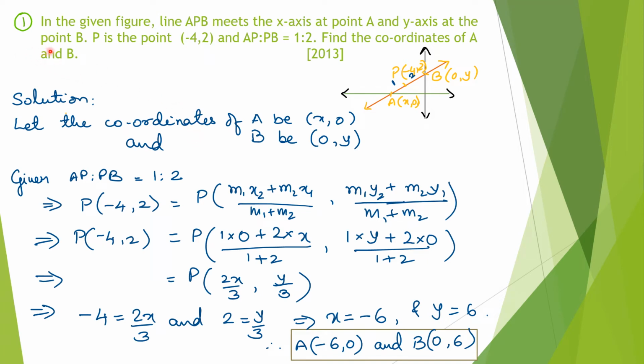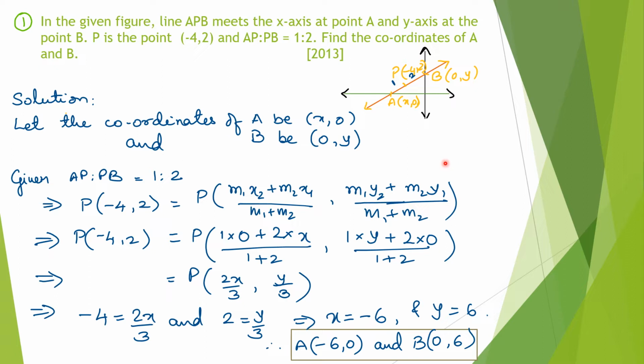This question, if you can see, in the given figure, line APB meets the x-axis at the point A and meets the y-axis at the point B, and P is a point such that AP is to PB is equal to 1:2, and we have to find the coordinates of A and B.